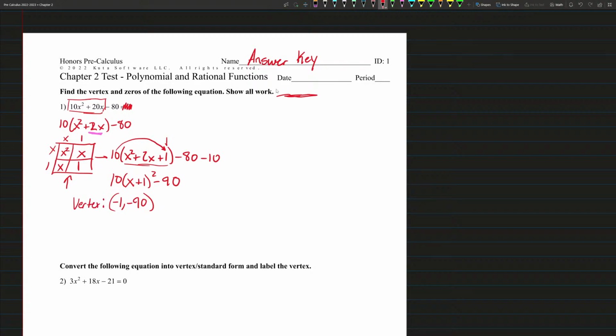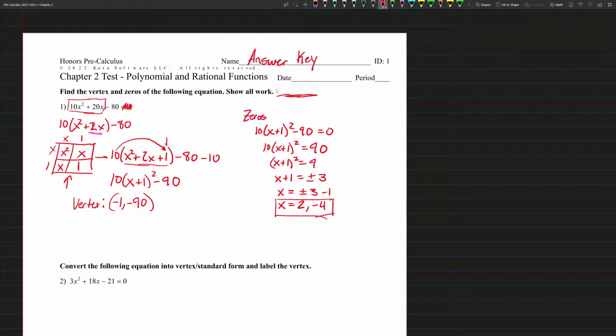Okay. The zeros is just when you set that thing equal to 0. So 10 times x plus 1 squared minus 90 is equal to 0. So we add 90. Divide by 10. Take the square root. And then subtract 1. So we get x is equal to 3 minus 1, which is 2, and negative 3 minus 1, which is negative 4.